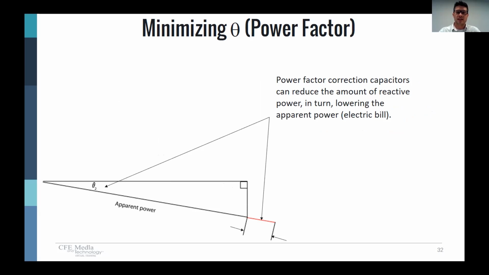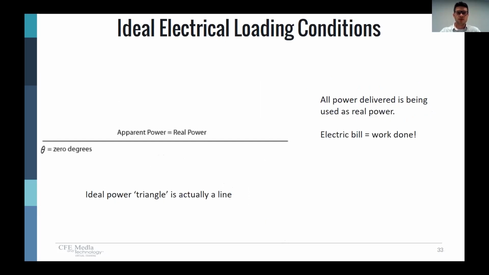They minimize the phase angle difference between the voltage and the current, trying to make the most of the power positive and being used by the load as real power. So that's one way we can help out with our efficiency on the electrical side. Ideally, our power triangle would actually be a straight line with no reactive power. In that case, our electric bill would be for work done, and it would not include any waste. Now that electric power we just talked about is going to feed our inverter, and that's the next part of our components that we're going to discuss.